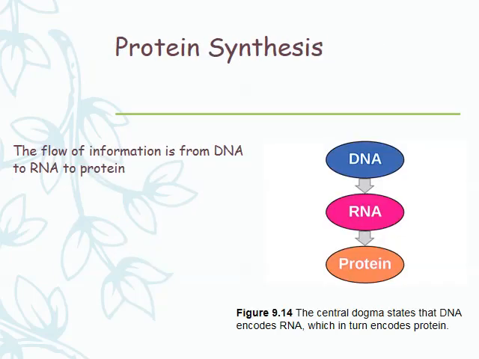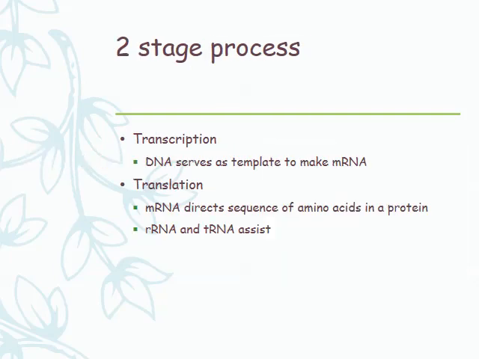The central dogma describes the flow of information from DNA that encodes for RNA and RNA which then encodes for protein. This is how protein synthesis occurs. Protein synthesis occurs in two main stages. Transcription, which occurs in the nucleus, is where DNA serves as a template to manufacture the messenger RNA. Inside the cytoplasm, translation occurs. This is where the messenger RNA directs the sequence of amino acids to form the new protein.